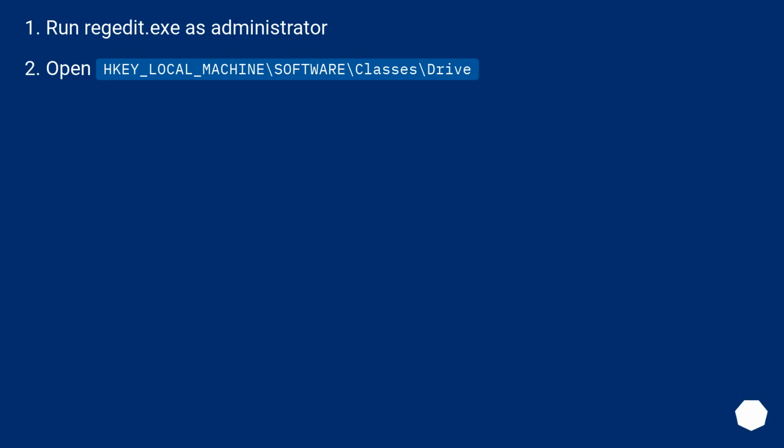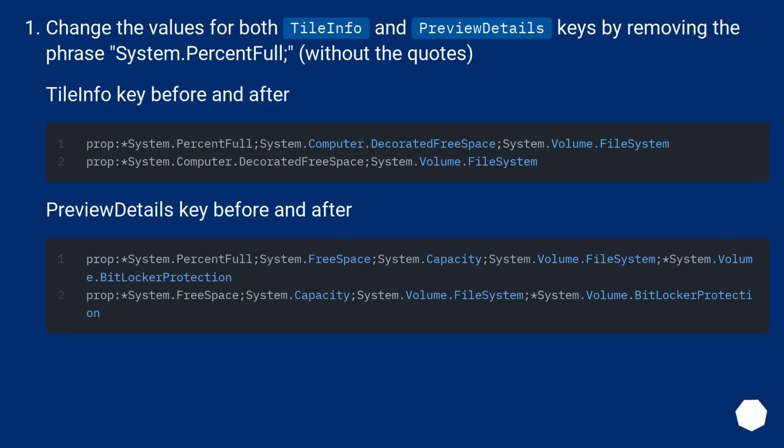Run regedit.exe as administrator. Open HKEY_LOCAL_MACHINE/SOFTWARE/Classes/Drive. Change the values for both TileInfo and PreviewDetails keys by removing the phrase System.PercentFull, without the quotes. TileInfo key before and after. PreviewDetails key before and after.